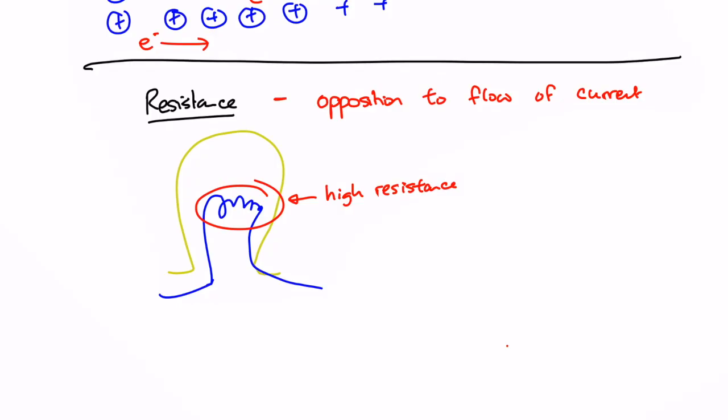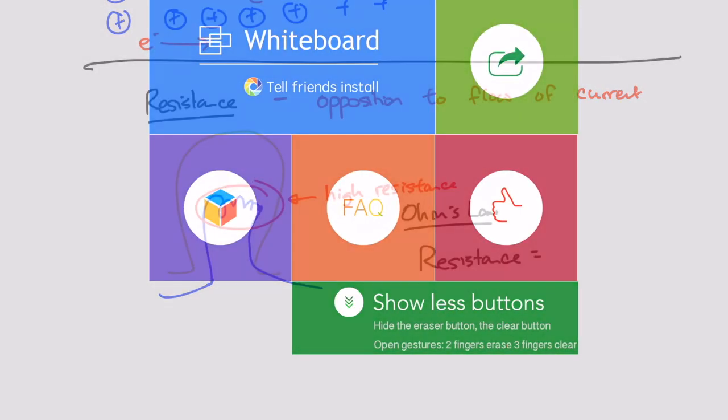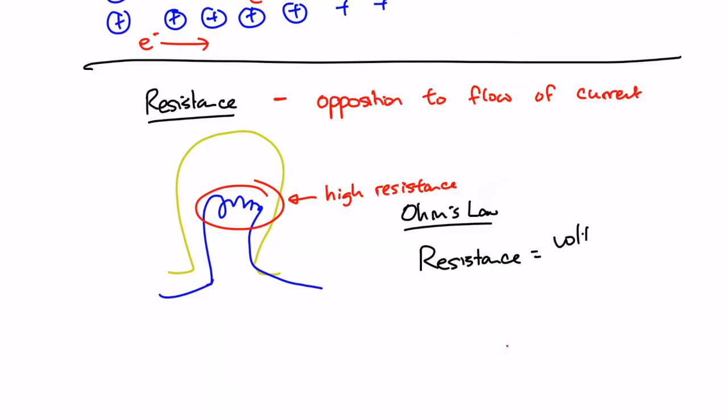And we can show that the resistance can be related to the voltage and current by Ohm's law. Ohm's law basically says resistance is equal to voltage over current. So the voltage is in volts, the current is in amperes, and the resistance would be in ohms, which has a symbol omega.